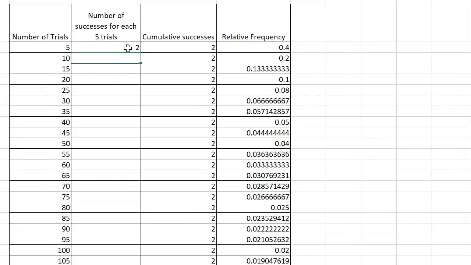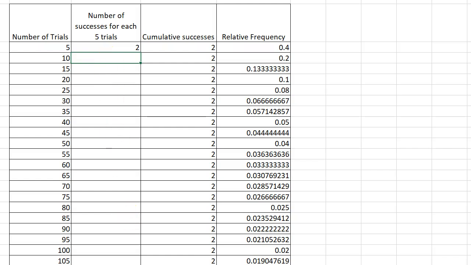Now I've got a relative frequency calculator, which is taking the number of successes out of the number of trials. So this number here, 0.4, is 2 divided by 5, which you can see here. Now ignore all of these numbers down here, this is just Excel calculating things because it's expecting numbers to be placed in here.